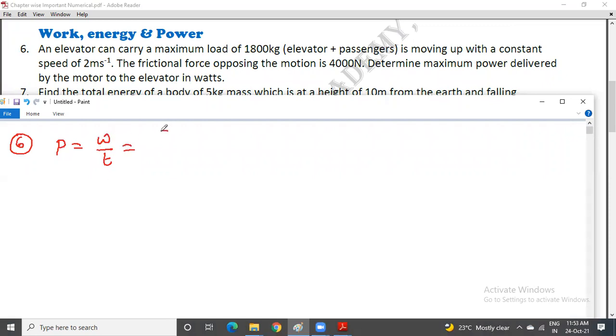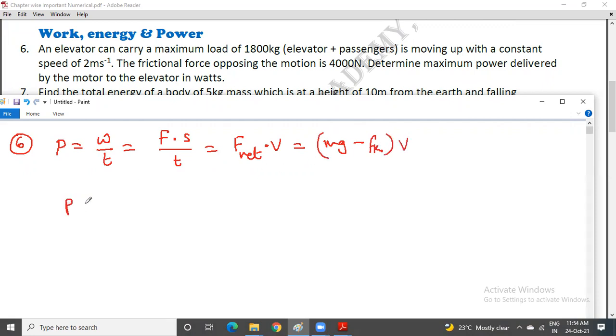Now let me write W as work, which is F dot S, force and displacement, divided by time. So this is going to be force times displacement by time, which is velocity. That too, this is net force with velocity. Net force includes the total weight of the elevator and passengers, and there is an opposing force of 4000 newtons. So it is weight mg, but this mg is opposed by the frictional force fk, with velocity.